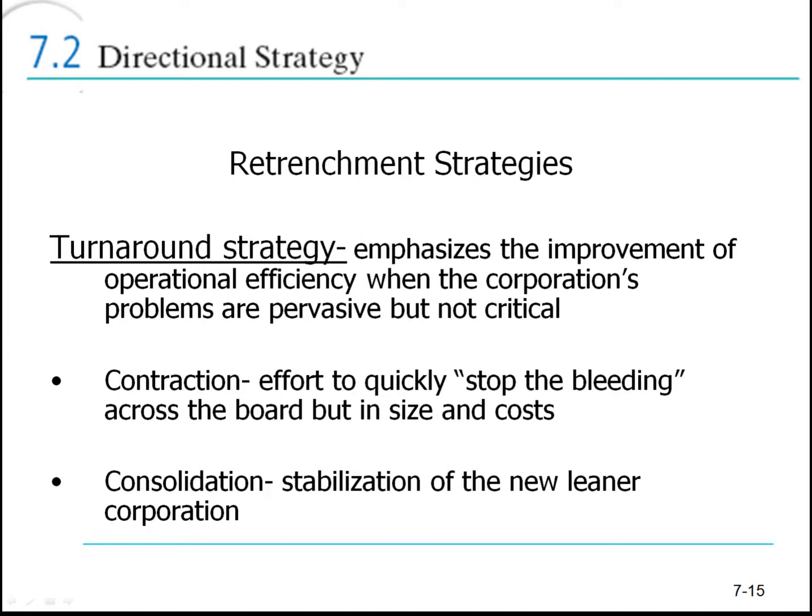You have consolidation. This is stabilization of the new, leaner organization. So now that we've gone in and we have fixed the problems, we've reduced employees, we have cut out departments that were not making money, we've stopped making products that were just simply costing us money, we're focusing only on things that are profitable for us, we're now going to get out there and get new business. We're going to grow. So we're going to approach this as a much leaner organization. So turnaround strategies involve contraction and then consolidation.